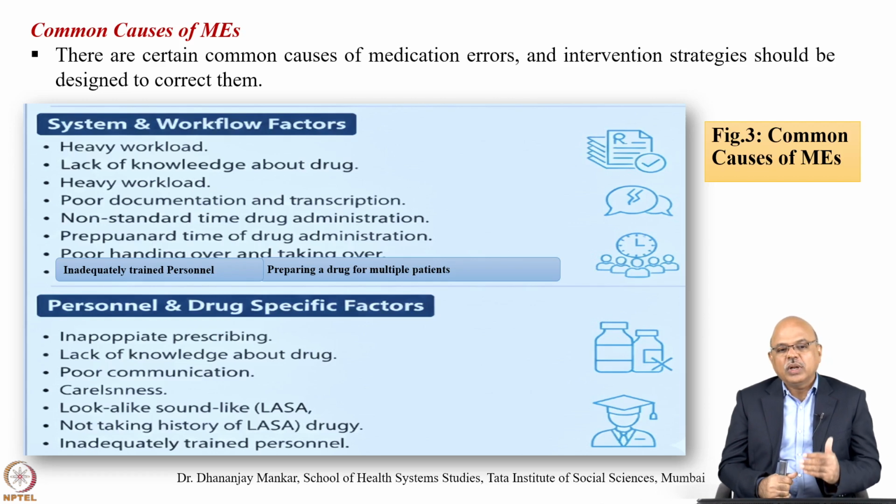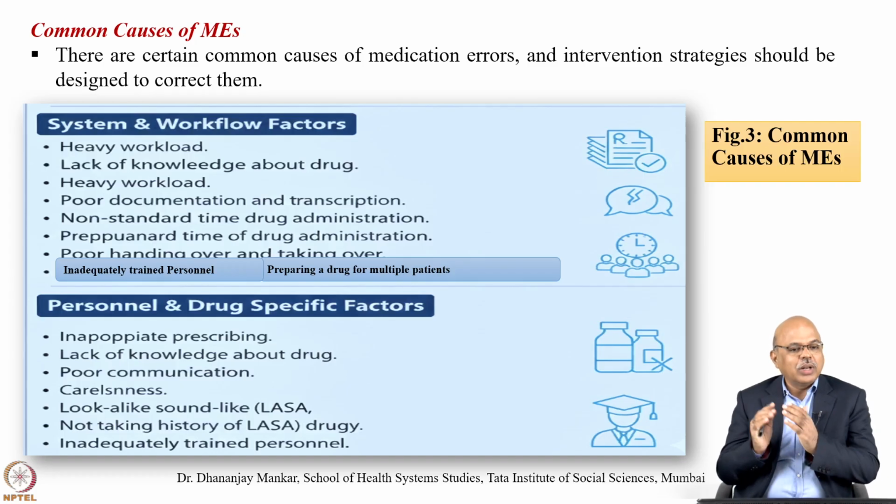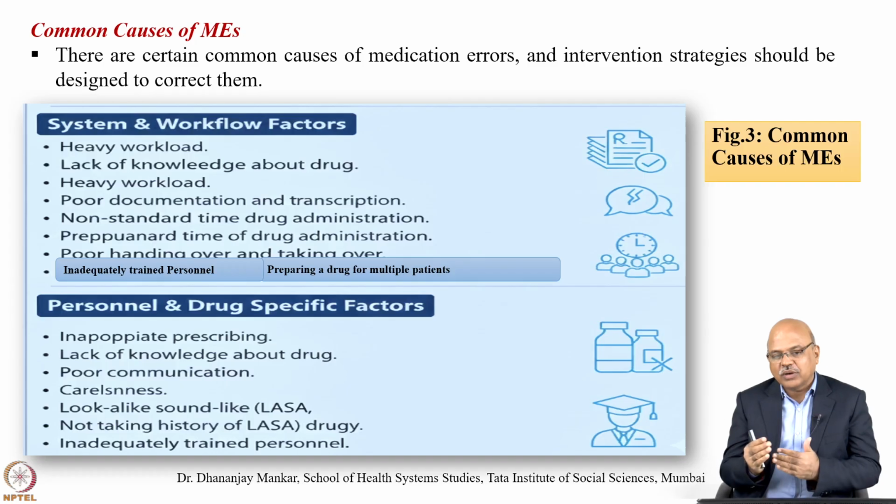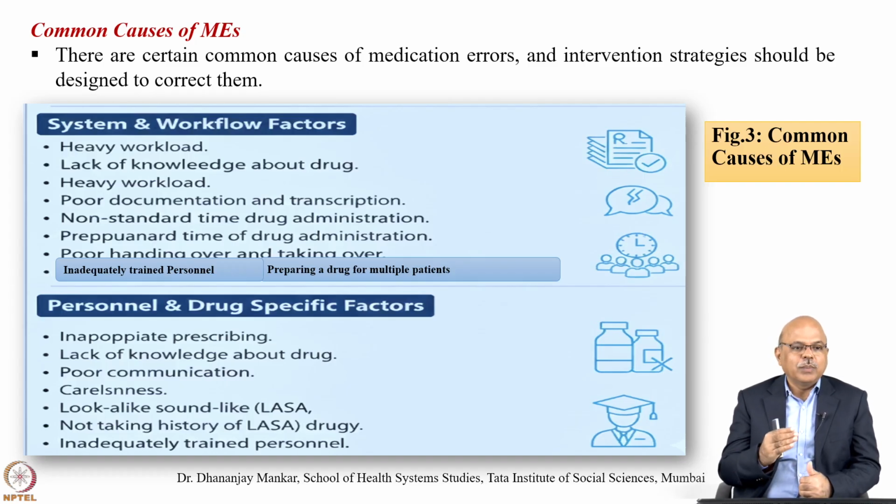With respect to personal and drug specific factors, it can be attributed to inappropriate prescribing, lack of knowledge about the drug, poor communication, carelessness, look-alike and sound-alike (LASA) drugs, not taking history of the LASA drug, and inadequately trained personnel. These are very important causes contributing to medication errors.